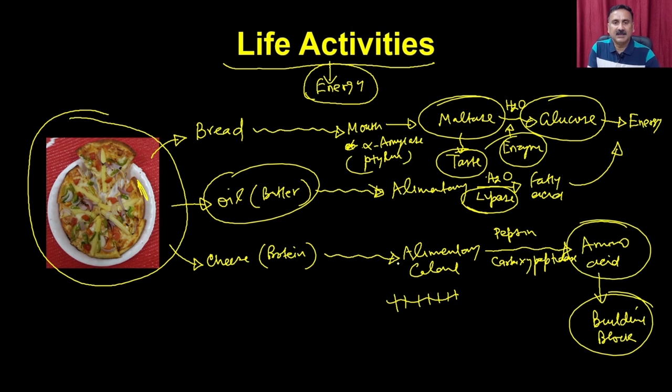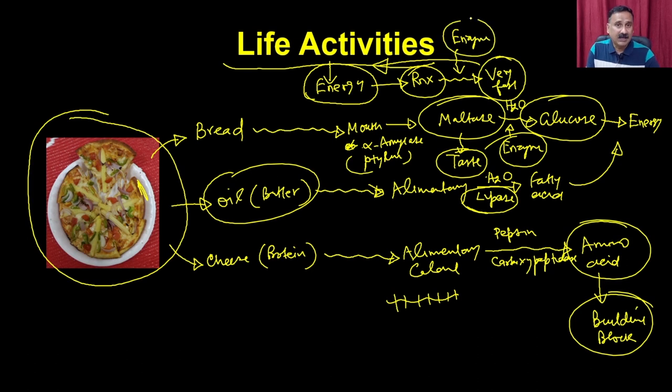So what you see here is that life activities depend on energy, and energy production depends on different types of reaction catalysis, right? Different types of reactions are going to be catalyzed, and all these reactions have to be very fast if we want to produce energy at a very, very fast rate, right? And that's where you are going to utilize the enzyme, the biological catalyst.